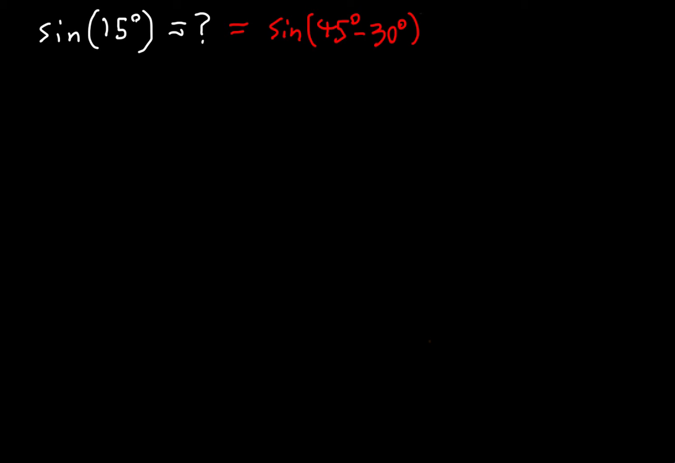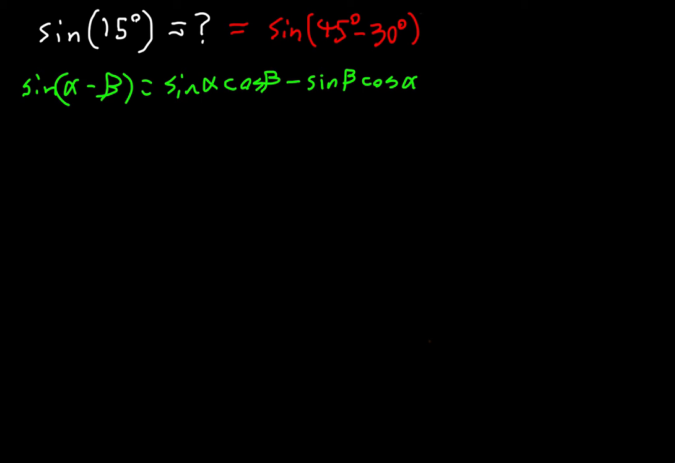Well, I'm going to write that really quickly. I'm just going to write it maybe under this. We know that the sine of alpha minus beta is equal to sine alpha times the cosine of beta minus the sine of beta times the cosine of alpha. All right, so let's just plug our numbers in there.